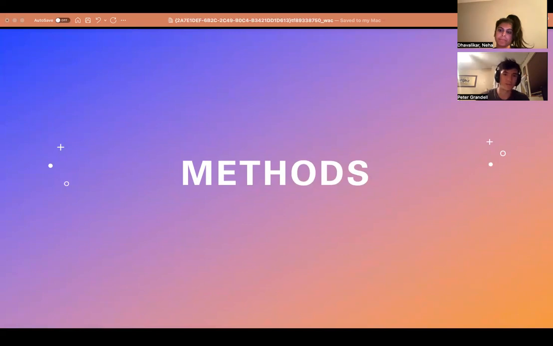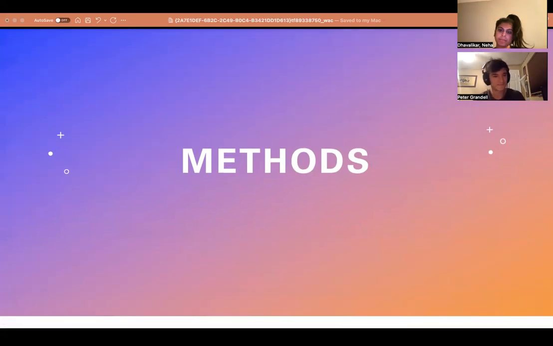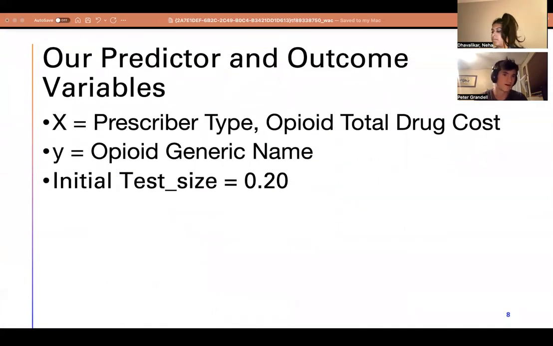And here are the methods that we used for some of the analysis. For our predictor and outcome variables, we set our predictors to include prescriber types and opioid total drug costs, with the ultimate goal of predicting the opioid that was prescribed using the generic name. And our initial test size was set to 20%.